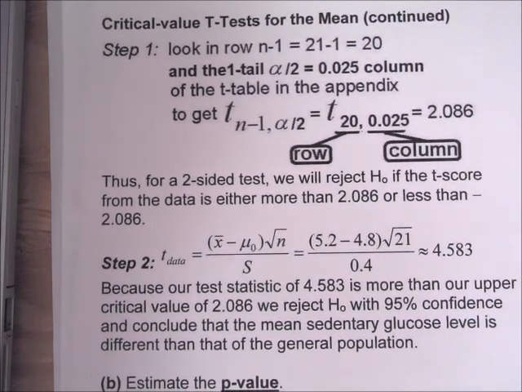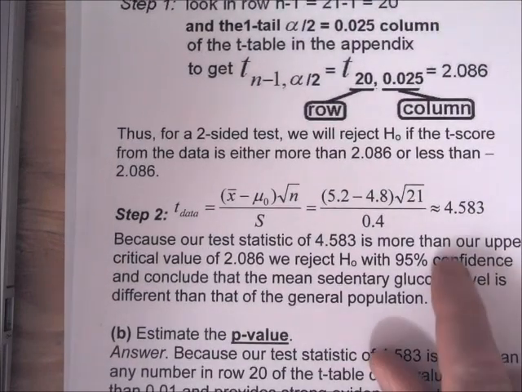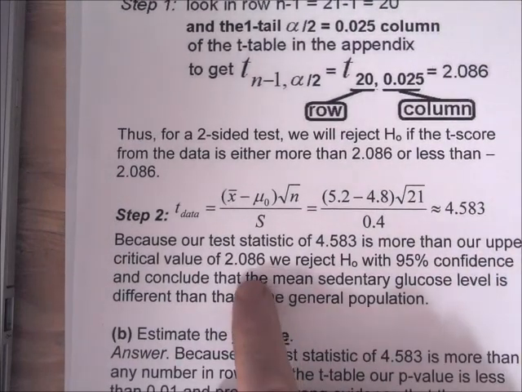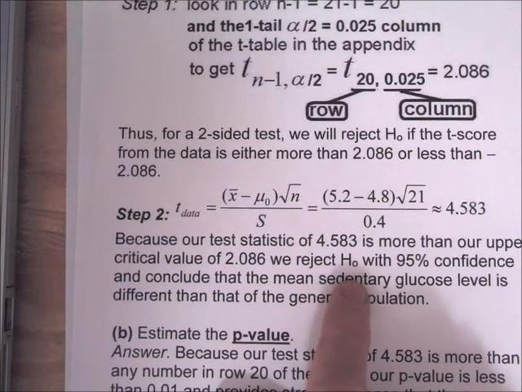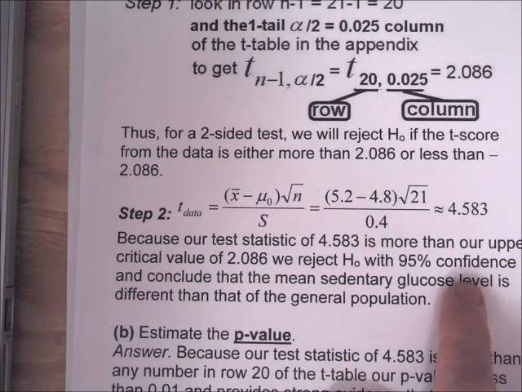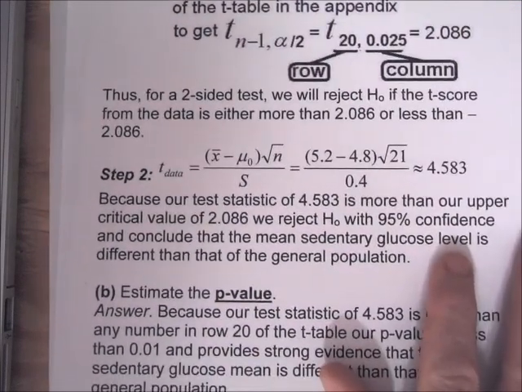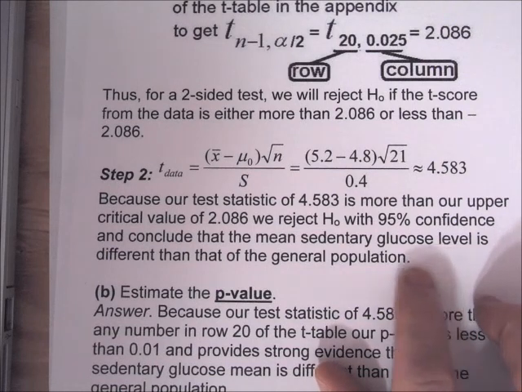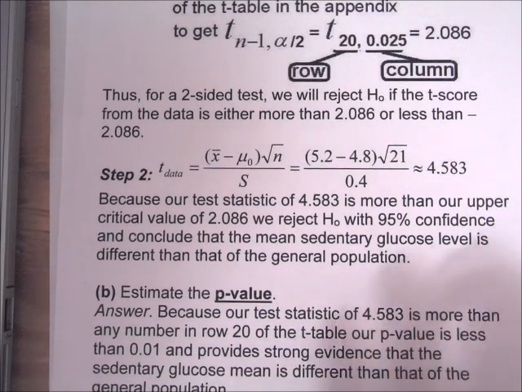And because our test statistic of 4.583 is more than our upper critical value of 2.086, we reject H naught with 95% confidence and conclude the mean sedentary glucose is different from that of the general population.